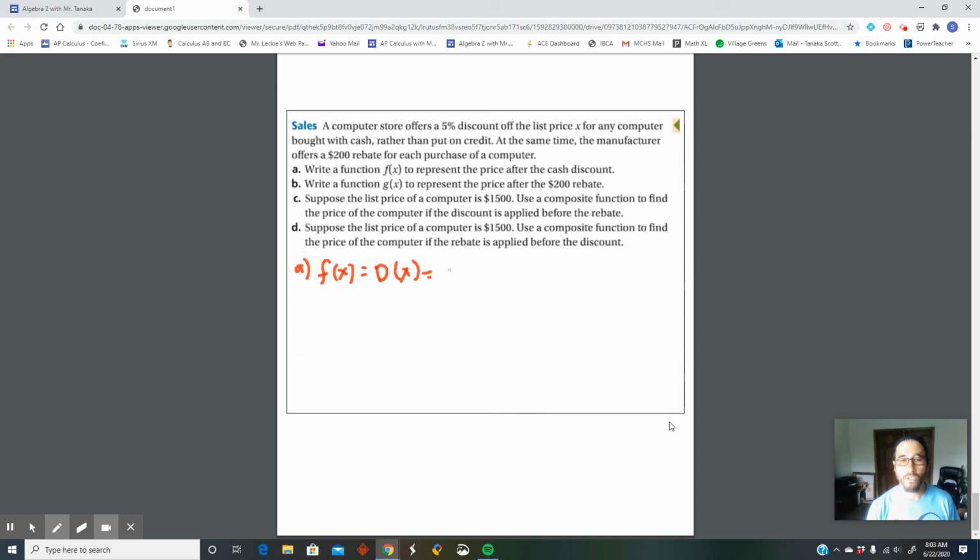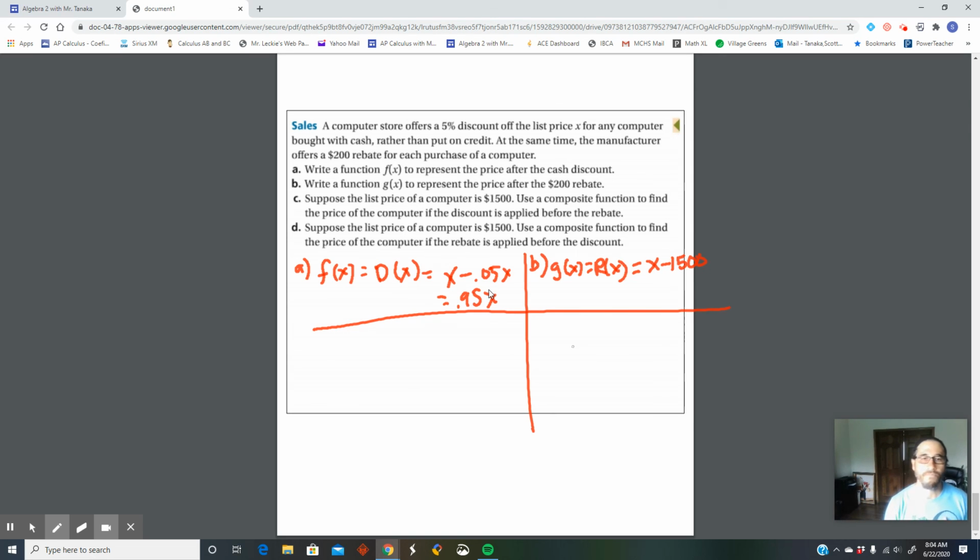Okay, so we have d of x equals, so the discount is 5% discount, so that would be x minus, now 5% as a number would be 0.05 of x, which means that is equal to 0.95x. Okay, and then we got b, kind of setting it up the way we did these other ones. They want us to call this g of x, but it's a rebate, so I'm going to call it r of x. And the rebate, I get $1,500. At first I said it was $1,500 computer, but this means I get $1,500 off of the computer. So that'd be x minus, you just get 1,500 off of that.